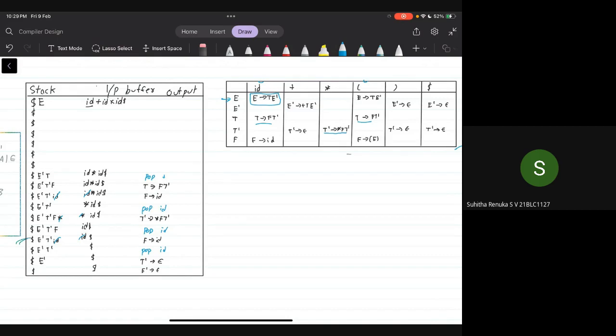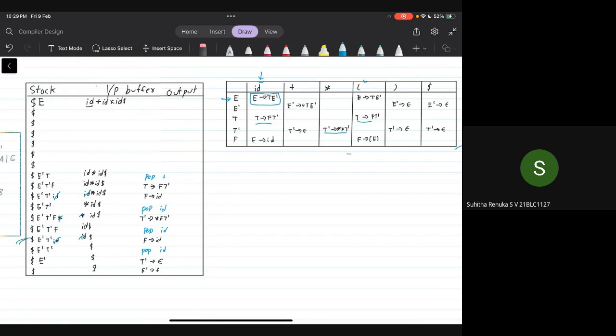Yes. Okay, so ID plus ID star ID dollar. Will they give this in the question itself? They won't give the dollar. Okay, the rest they'll give. Once you finish solving this parsing, can you just give me an idea how the question would look like? I'll show you the question paper. Wait.